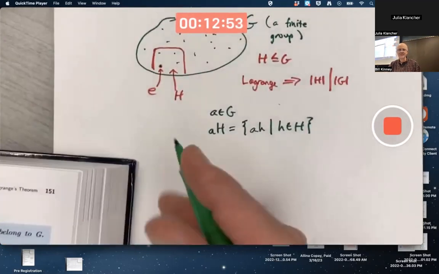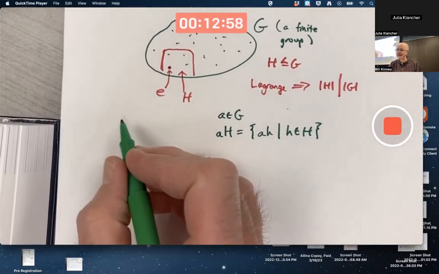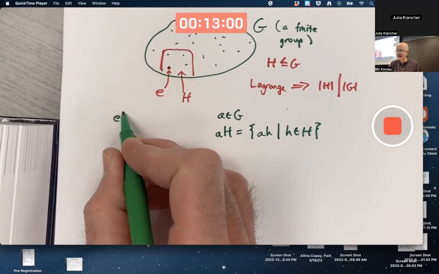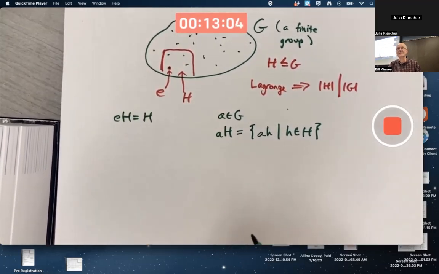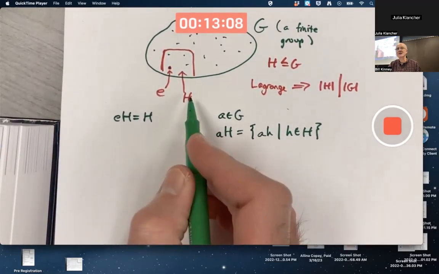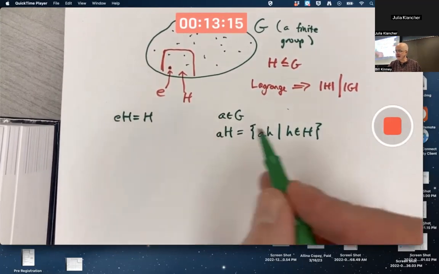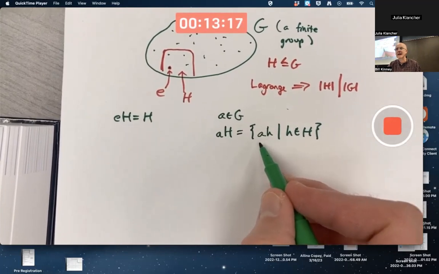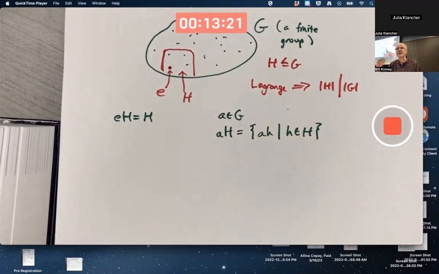In particular, E is in the left coset of H in G containing E. And in fact, EH equals H itself. E is in H. That's the left coset of H in G containing E. It does equal H because if you consider all products E times h, as little h varies over capital H, you get those same little h's back.